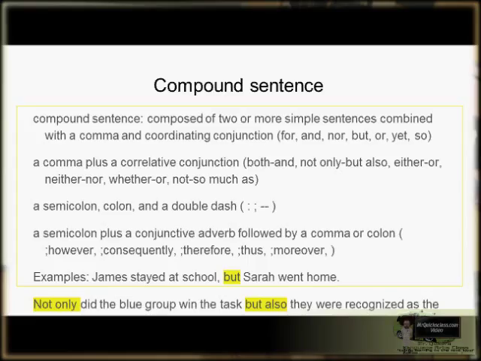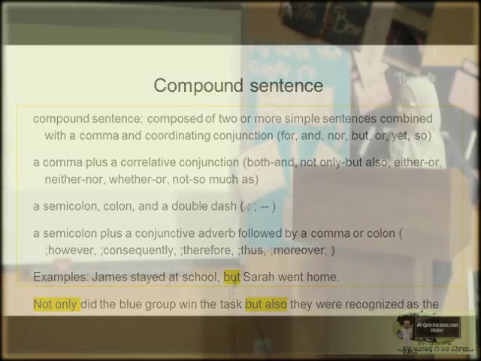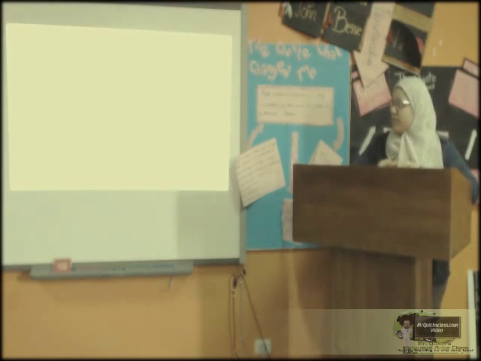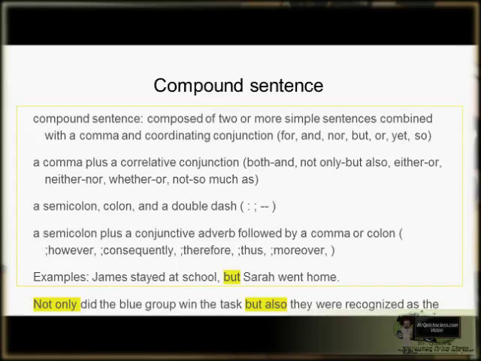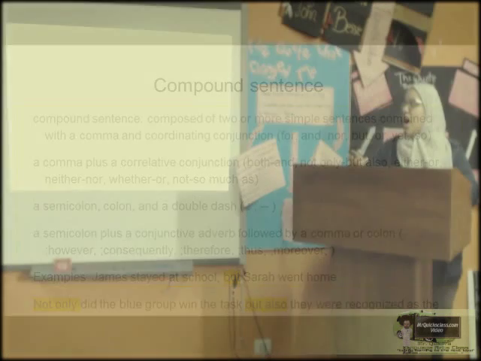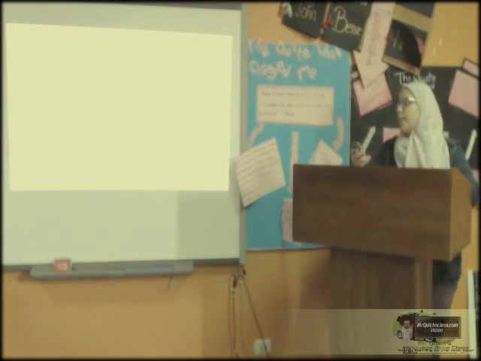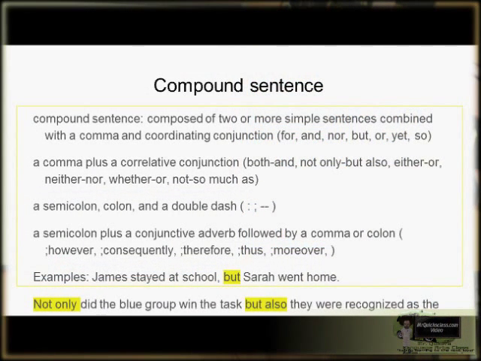It can also be combined with a comma plus correlative conjunctions: both and, not only but also, either or, neither nor, whether or not, not so much as. It can also be combined with a semicolon, a colon, or a dash, or a semicolon plus a conjunctive adverb like however, thus, moreover, consequently, therefore. Examples: James stayed at school, but Sarah went home. Another example: not only did the blue group win the task, but they were also recognized as the smartest.